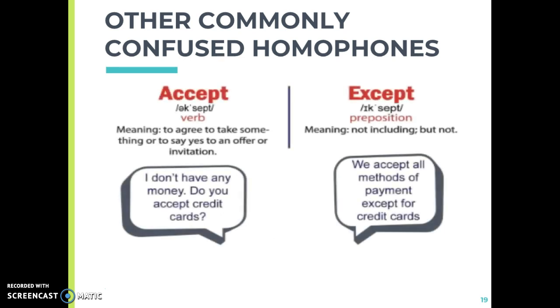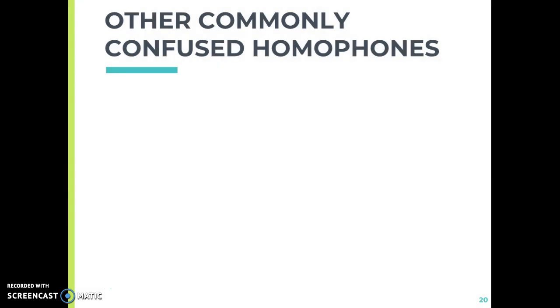First are accept and except. The first, accept, starts with a and is a verb. It means to agree to take something, like do you accept credit cards? You can remember it because accept and agree both start with a. The second, except, starts with ex and is a preposition, meaning not including. You can remember it because ex is a prefix that means excluding.